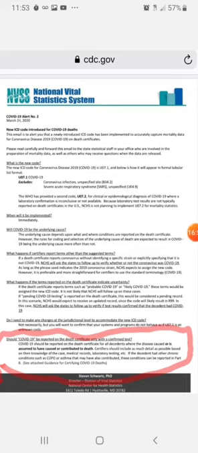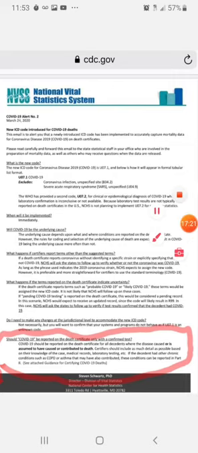So it says, if the decedent had other chronic conditions such as COPD or asthma that may have also contributed, these conditions can be reported in Part 2. So there you go. They're going to report those conditions as well. They're going to report it on the death certificate.